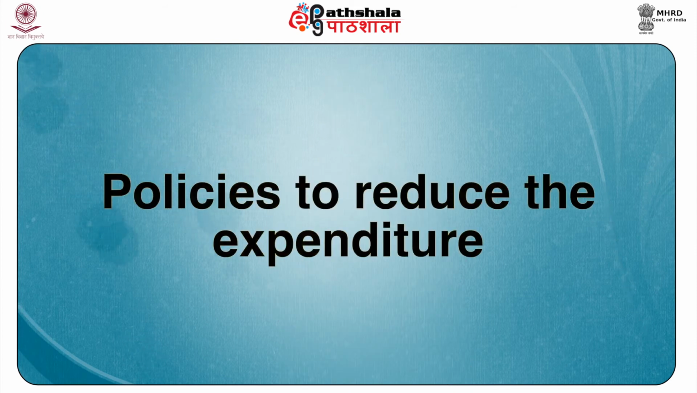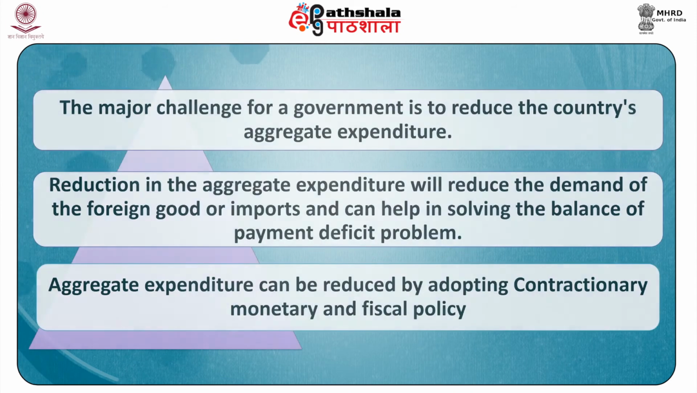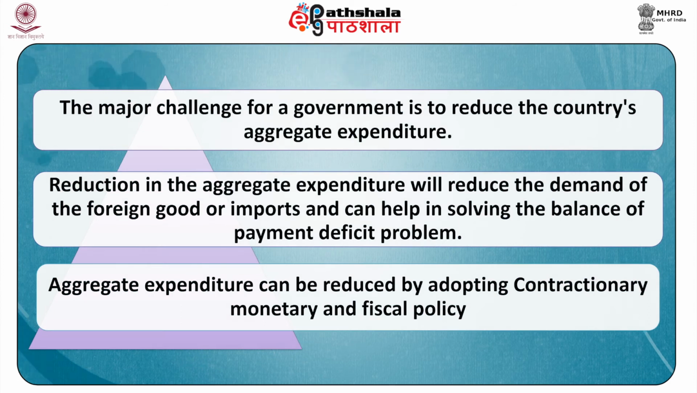Second, policies to reduce expenditure. The major challenge for a government is to reduce the country's aggregate expenditure. Reduction in the aggregate expenditure will reduce the demand for foreign goods or imports and can help in solving the balance of payment deficit problem. Aggregate expenditure can be reduced by adopting contractionary monetary and fiscal policy.